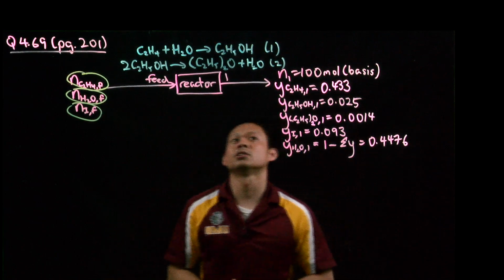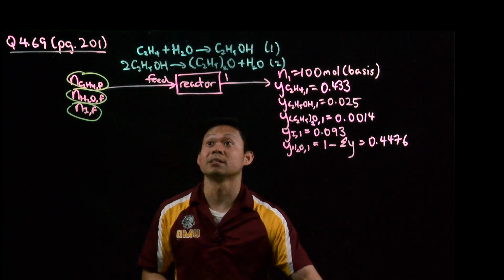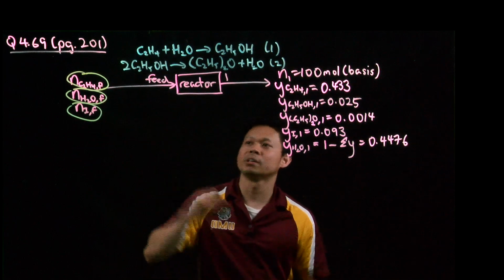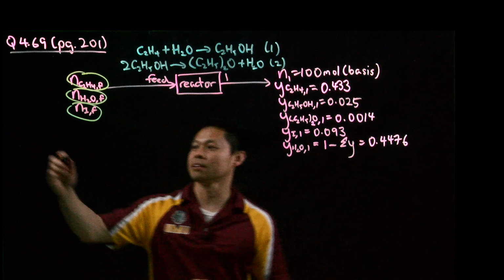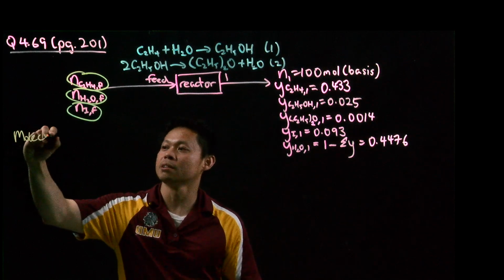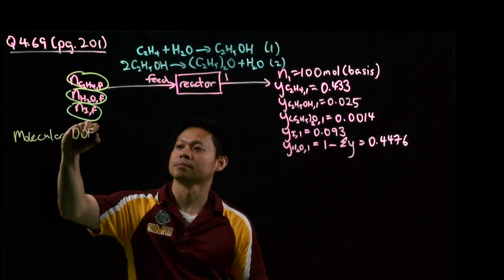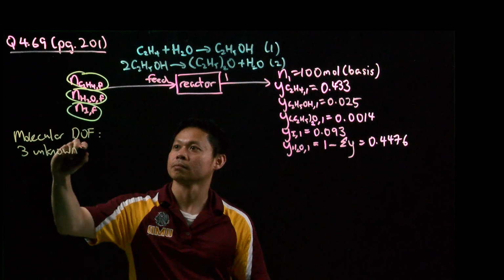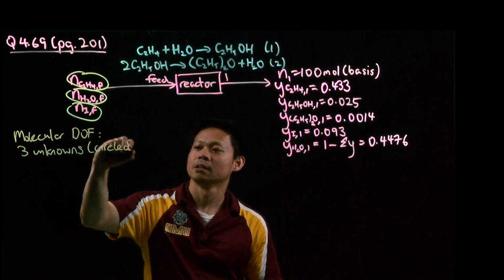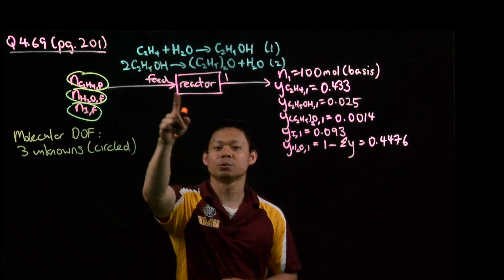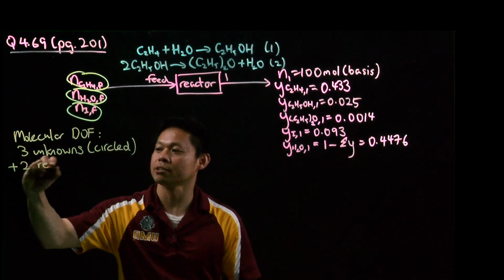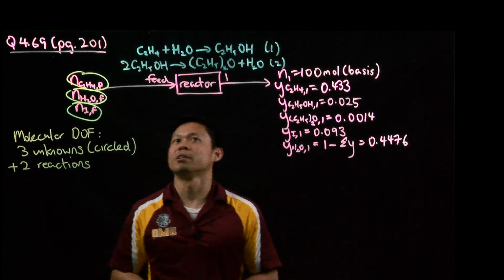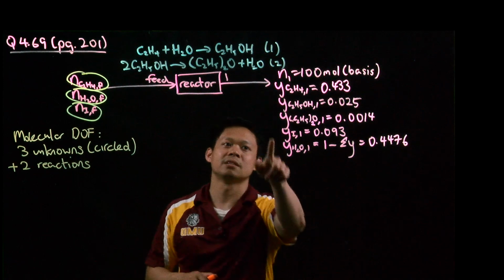The question calls for our degree of freedom analysis using the atomic species method, but I'm going to start with the molecular species first. Then after that, we're going to go on to the atomic species to make sure we get it consistent. So we have our molecular species DOF. The first thing is we have our three unknowns. Next, we need to add our two reactions. In this case, we have two reactions. Now we need to look for the number of species. We have all the species down here, 5 different species.